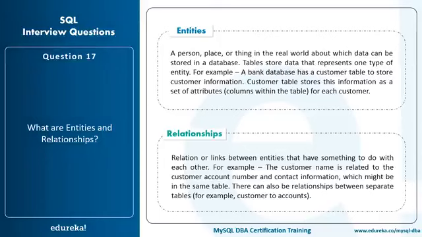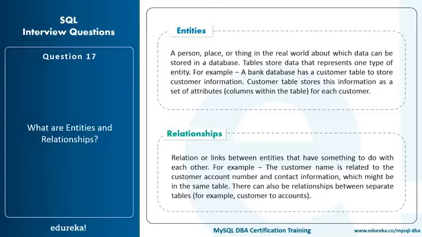Now the customer table stores this information as a set of attributes, that is basically the columns within the table for each and every customer. So if you consider a customer table that has around 5 parameters like customer ID, customer name, customer phone number, customer email ID, and so on, then all these customer ID, customer name, customer phone number are basically the column names, that is the attributes for the entities, and customer information will be the entity.